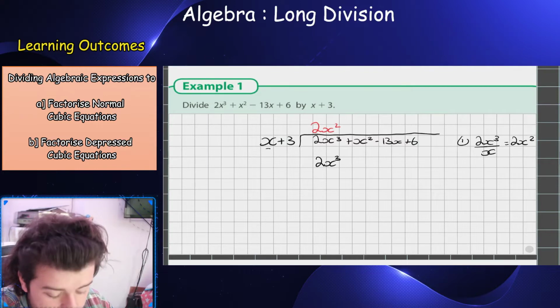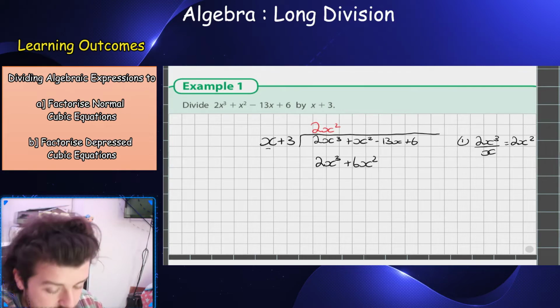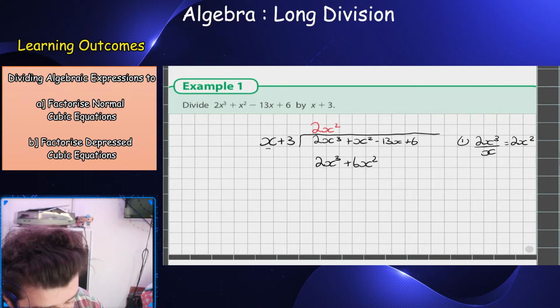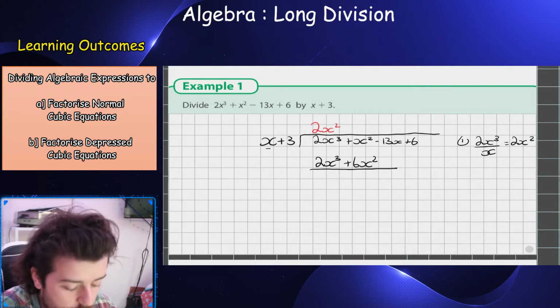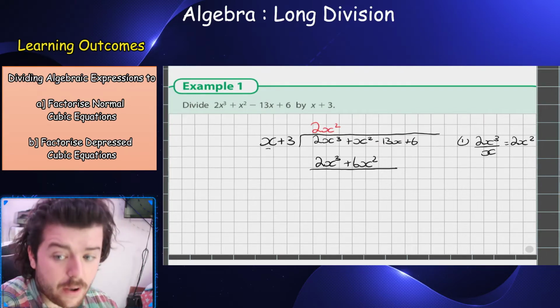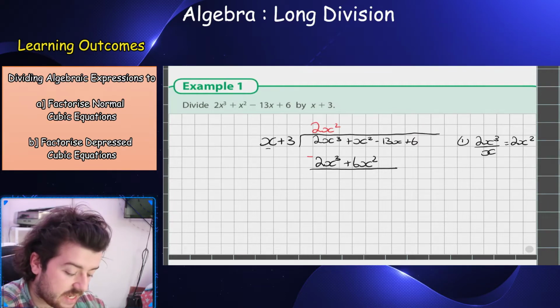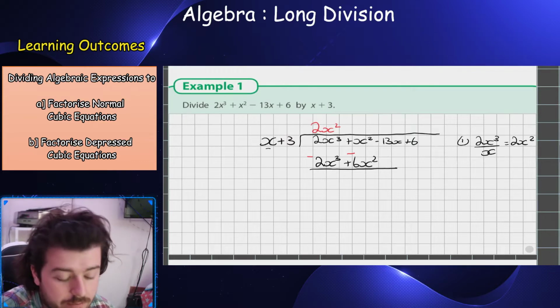2x squared multiplied by 3 is equal to positive 6x squared. Next step is I need to take these terms away. If I'm taking these away, a little shortcut is I just change the sign in front of these terms. So I have a positive 2x cubed, that's going to become a minus, and a positive 6x squared, that's going to become a minus. If it was already negative, it would change to a positive.